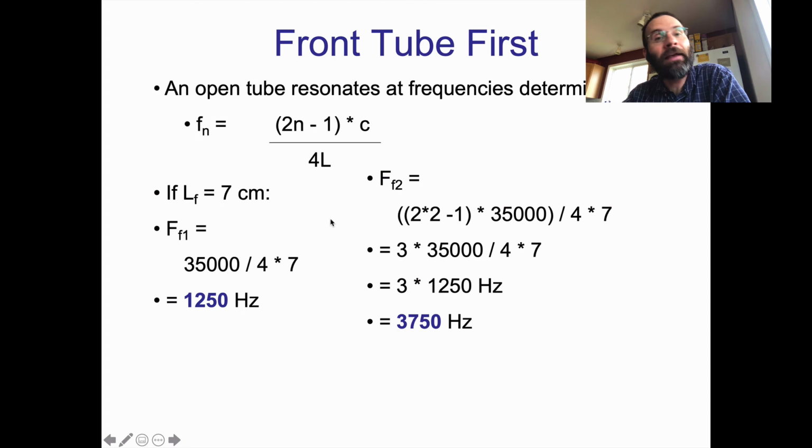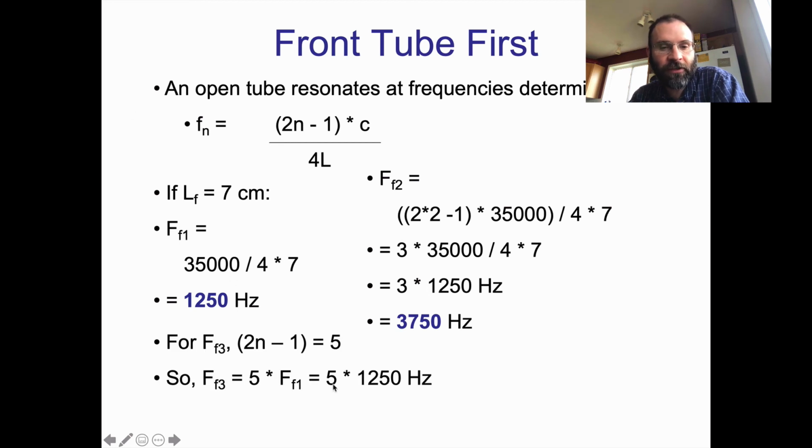And then class, if I want to calculate the third formant frequency for this front tube, then I'd be going to the scenario where n equals 3, right? So what does this term equal? 2 times 3 minus 1, that's 5. So now I can just take this humdinger and multiply it by 5, right? I don't really have to walk through all these other steps if I don't want to. You can if you do want to, just to make sure you understand it. You're going to wind up in the same place if you do it right. So this is going to be 5 times 1250, and that will be 6,250 hertz.